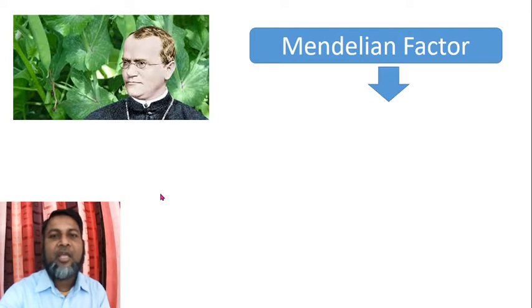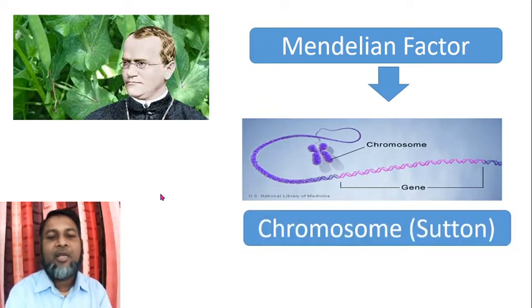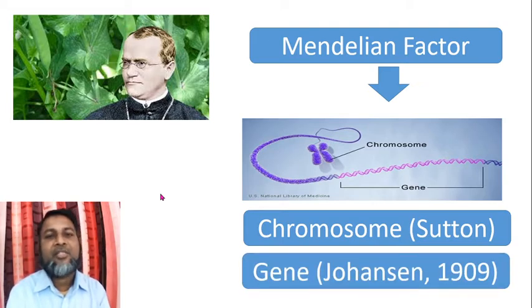Behavior of factor A is similar to chromosome. This idea is given by Sutton that chromosome is the physical basis of heredity. When gene was discovered, Johansen in 1909 said that gene is factor. It is located on the chromosome. So Mendelian factor is similar to gene.